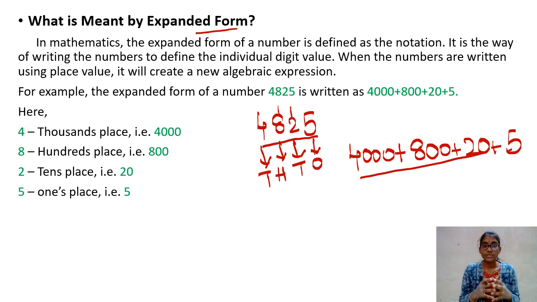Any number, we should expand it. We count the number's places and add that many zeros to it. As 4 is in thousands place, we are adding 3 zeros because 1000 contains 3 zeros. As 8 is in hundreds place, we are adding 2 zeros to 8, 800, right? As 2 is in tens place, we are adding 1 zero because 10 has only 1 zero, 20. And as 5 is ones place, we get only 5. This is called an expanded form. Understood? I hope you understood.